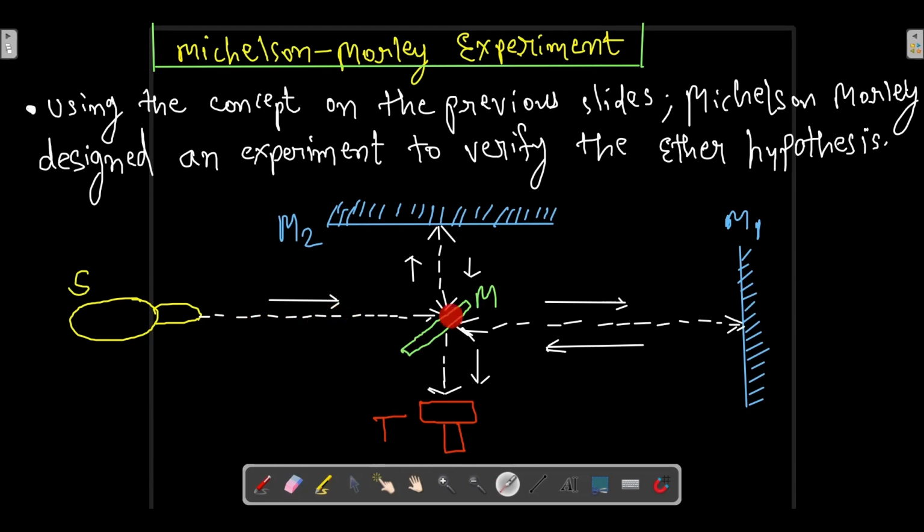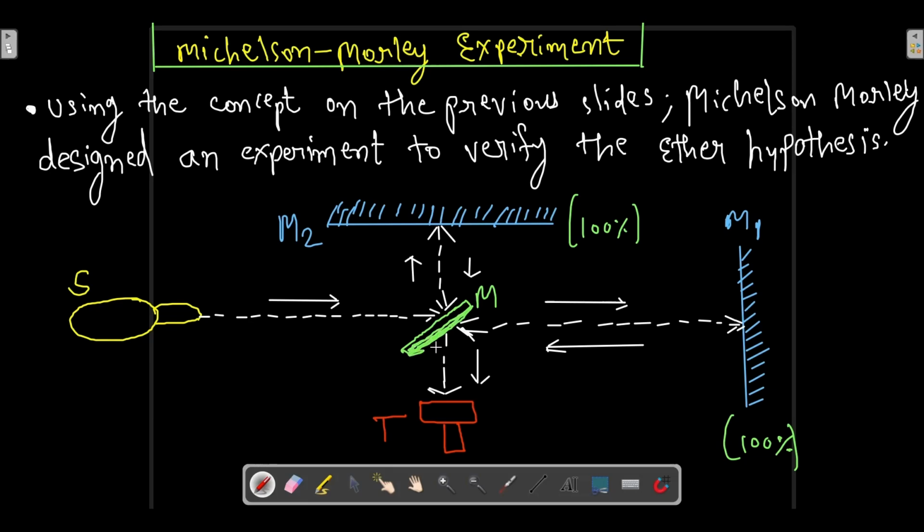Now this M, the green mirror, is a half silvered mirror, and these M2 and M1 are fully silvered mirrors. Almost 100% of the light is reflected from M1 and almost 100% of the light is reflected from M2. But this mirror M is only half silvered. If you want to show it half silvered, you can make this line a little bit thick.